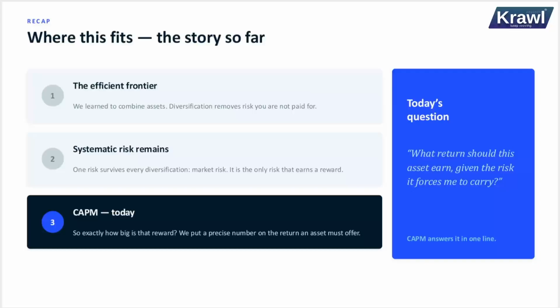And now in the second one, we found what survives. One risk never goes away, and that is market risk. And here's the key line: it's the only risk that earns you a reward. So this raises a question: if market risk pays you back, exactly how much does it pay? That is what we are going to address in the session today. And that's the whole game.